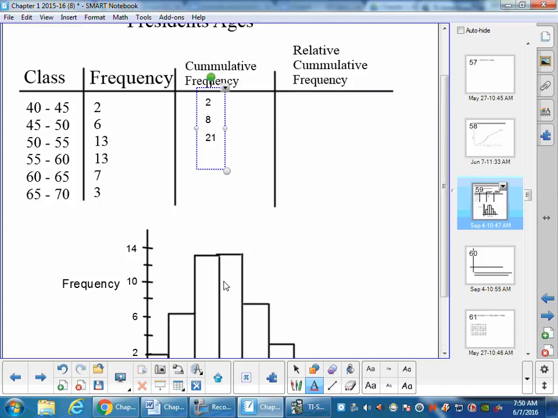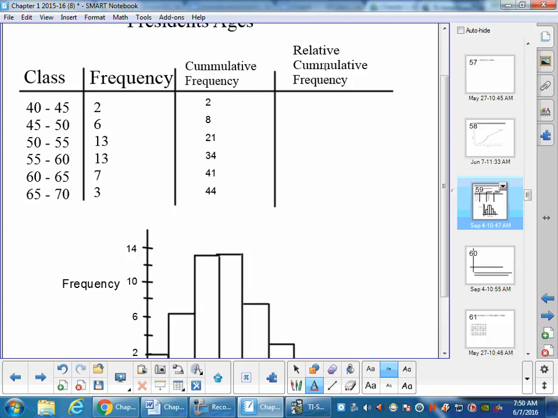Then if we add 13, I get to 40, or not 43. Let's do my math here. 34. And now we get up to 41. And finally, we get up to 44. So that is the cumulative frequency.